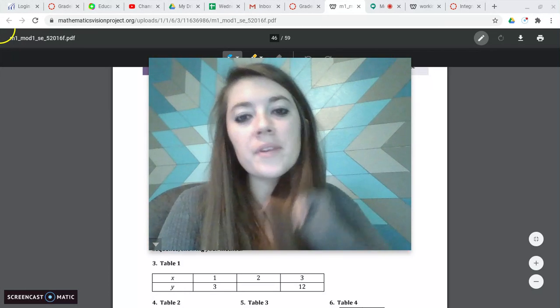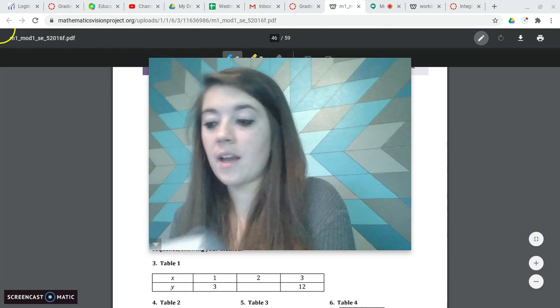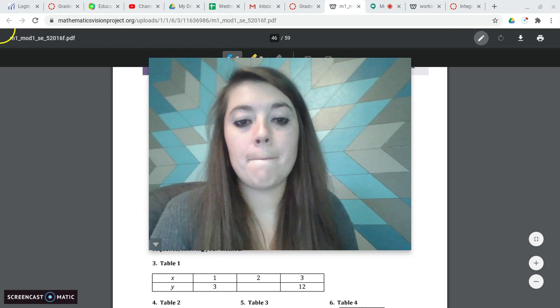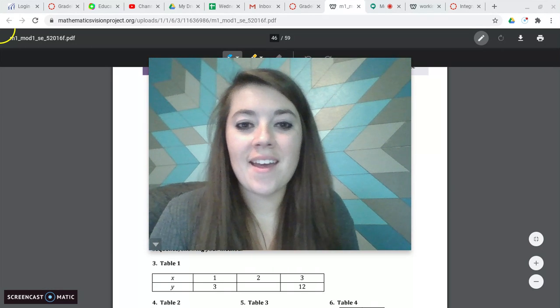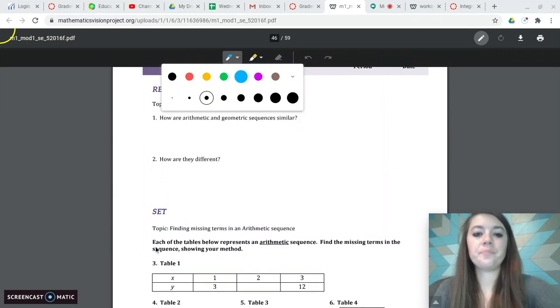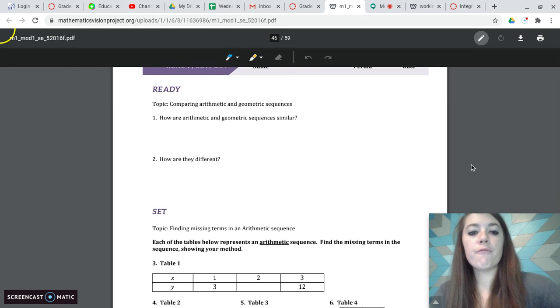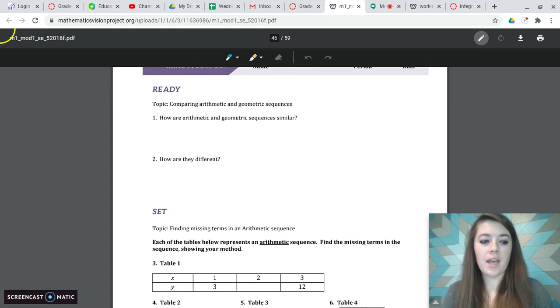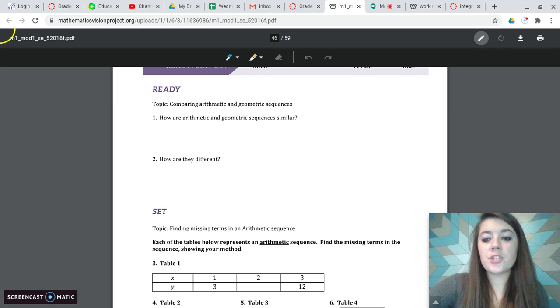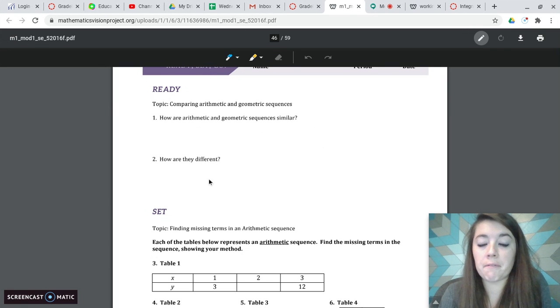Welcome back. So what we're looking at today is 1.9. What does it mean? So we're going to go ahead and jump right in. So the first two questions are looking at arithmetic and geometric sequences. So how are they similar to each other and how are they different?